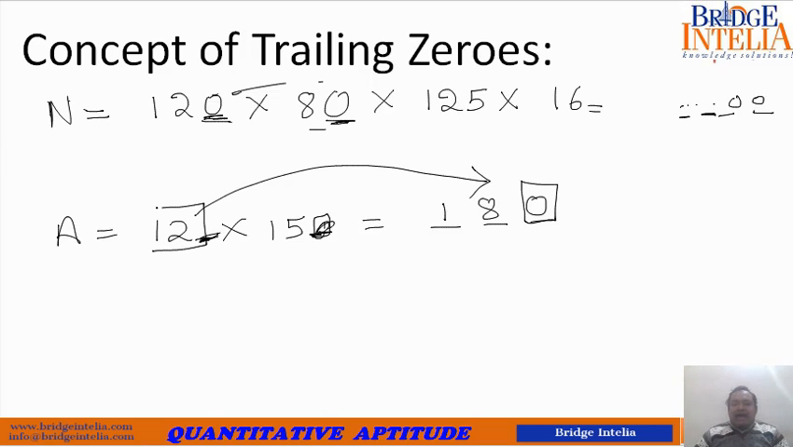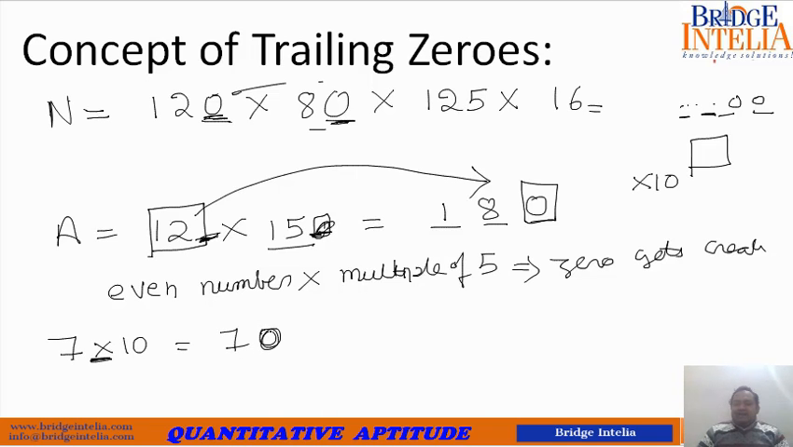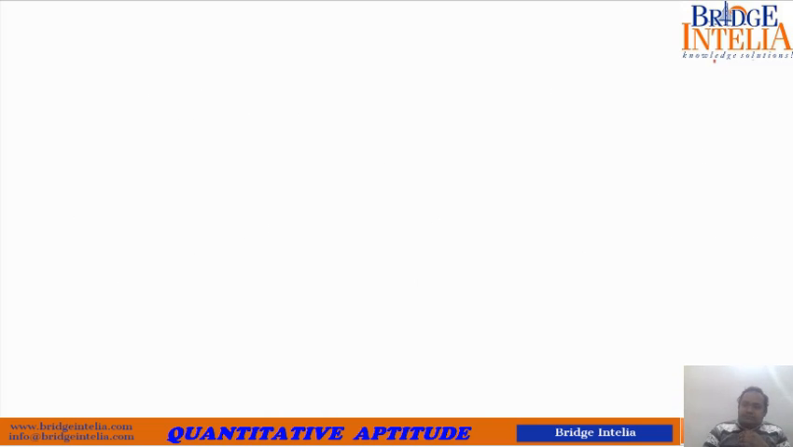Whenever an even number is multiplied with a multiple of 5, 0 gets created. What is 0 at the end? It means getting multiplied by 10. 7 has no 0 at the end. If you multiply 7 with 10, it becomes 70, and then you say that see, 1 zero is at the end of the number. So what is the concept of trailing zeros?